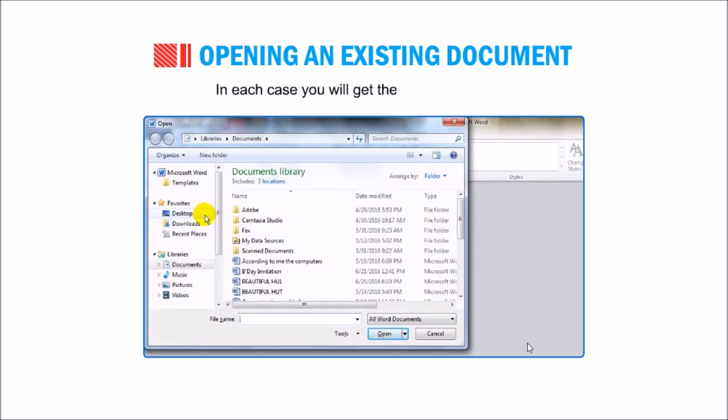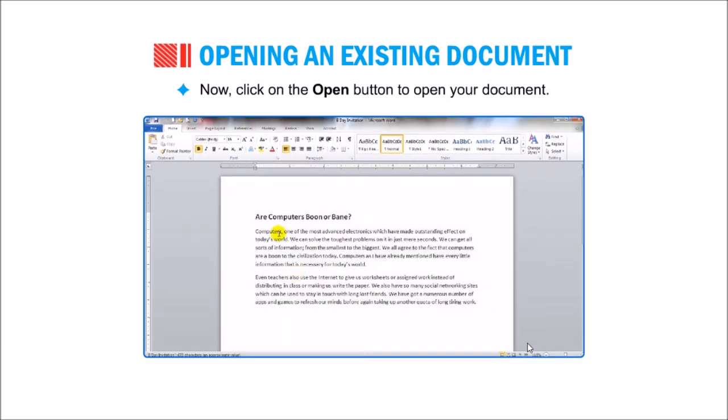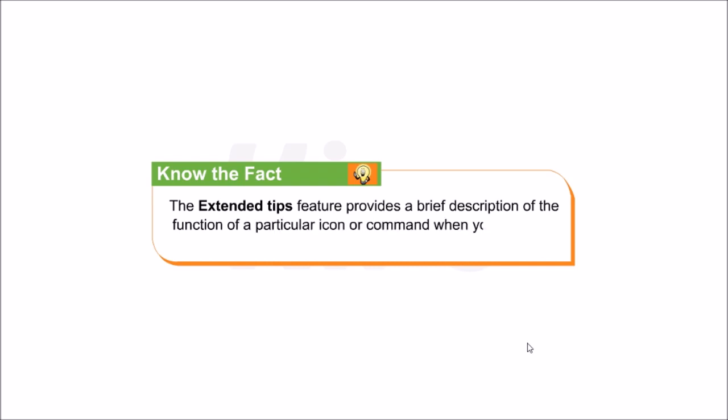In each case, you will get the Open dialog box. Select the required file from the desired location. Now, click on the Open button to open your document. Students, note that the Screen Tips feature provides a brief description of the function of a particular icon or command when you rest your cursor on that item.